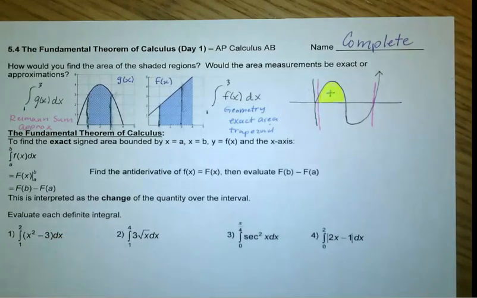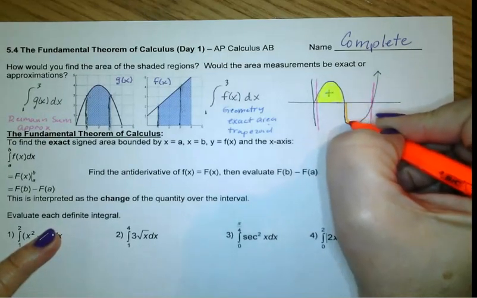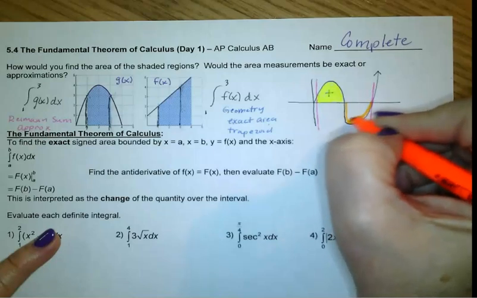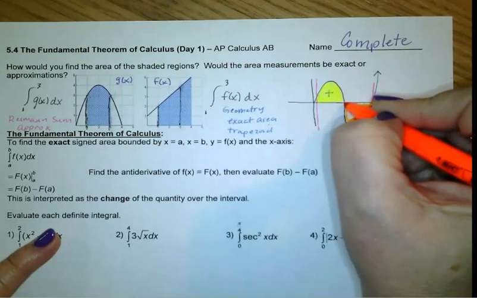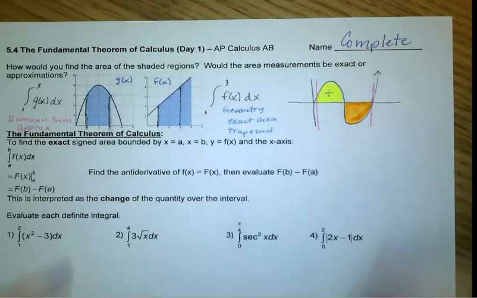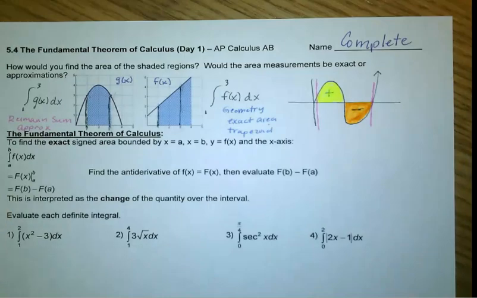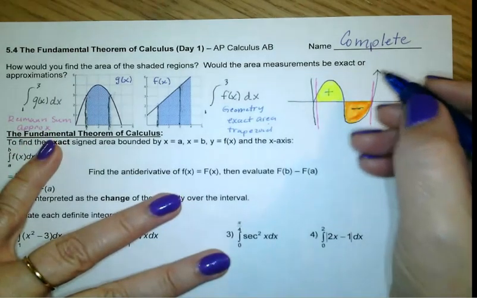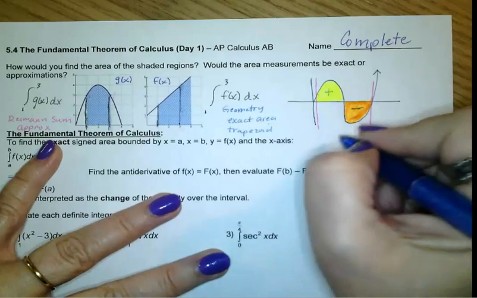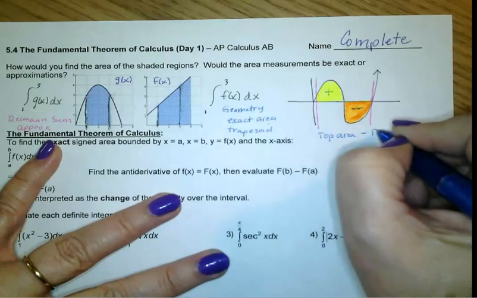And then I also have this area down here that's between the axis and the function. It's this part right here. Because that is below the x-axis, that would be a negative area. So if we were going to find the area under the curve, we would find the top area and we would subtract the bottom.